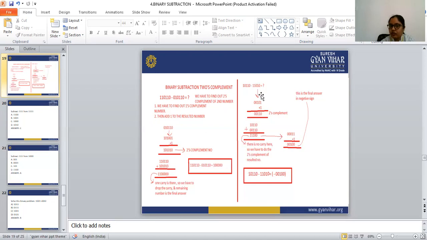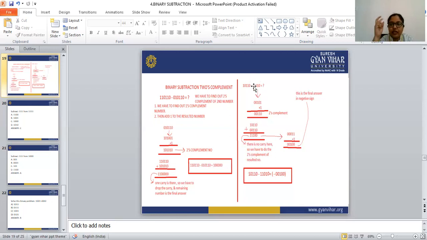For finding the 2's complement of the second number, what do we have to do? First we convert it into the 1's complement number. In the place of 1, 0. In the place of 1, 0. In the place of 0, 1. In the place of 1, 0. In the place of 0, 1. So this is the 1's complement of the second number.